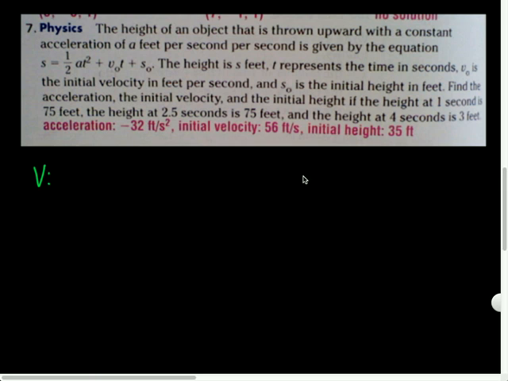It says find the acceleration, the initial velocity, and the initial height if the height at 1 second is 75 feet, the height at 2.5 seconds is 75 feet, and the height at 4 seconds is 3 feet. Okay, so we've got three variables. I need to find A, which is the acceleration. I need to find V naught, which is the initial velocity. And I need to find S naught, which is the initial height.